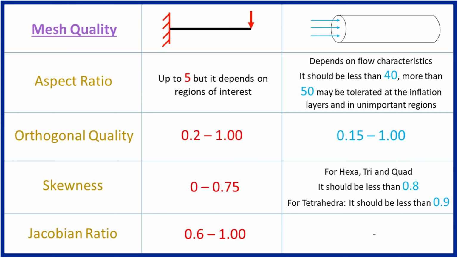This slide shows the mesh quality recommendations for finite element analysis and computational fluid dynamics applications, and these guidelines can be changed to achieve more accurate results. Engineering simulations must start with the best possible mesh, because it affects the simulation's accuracy, convergence, and speed.